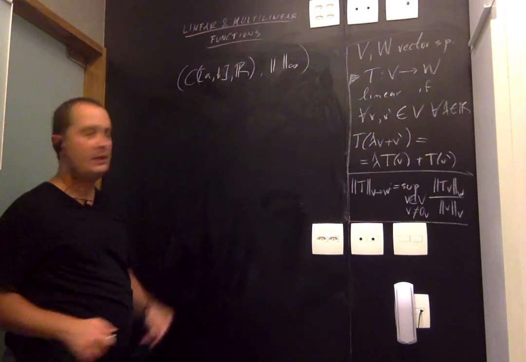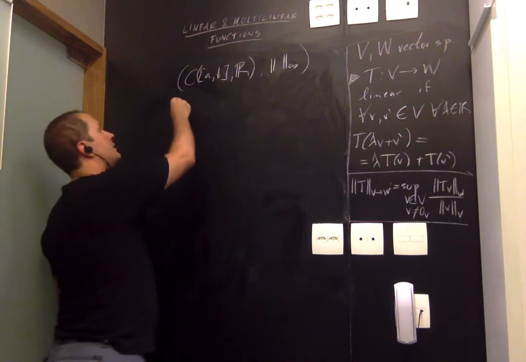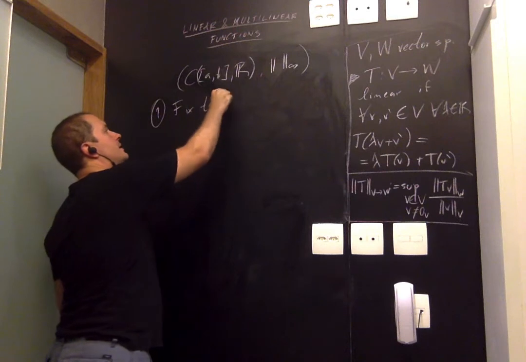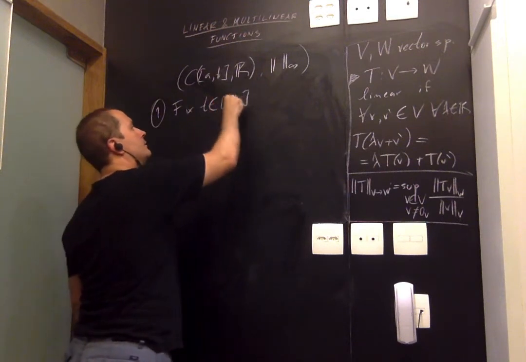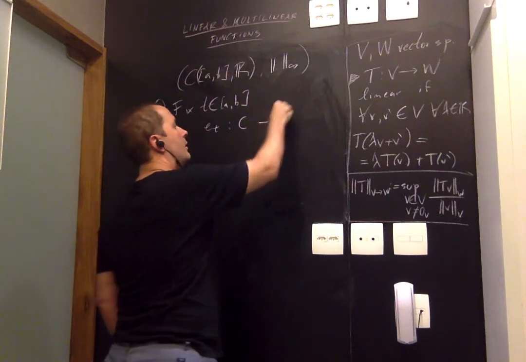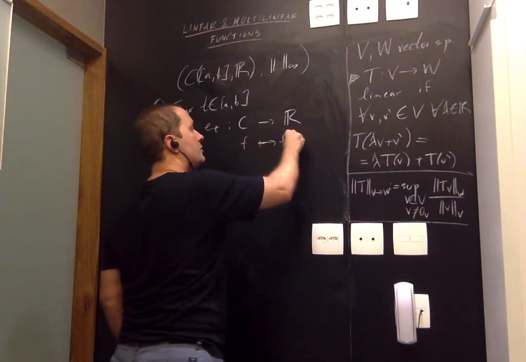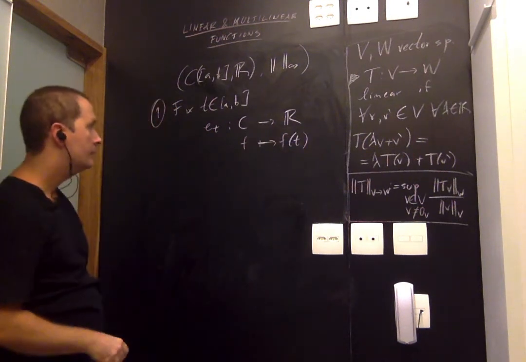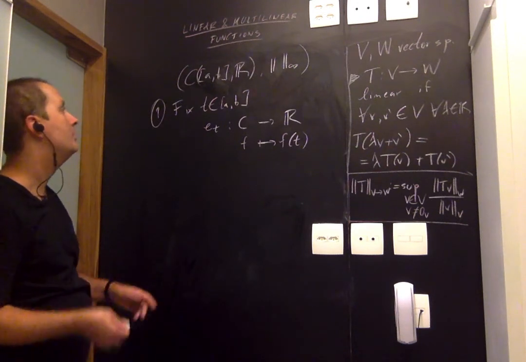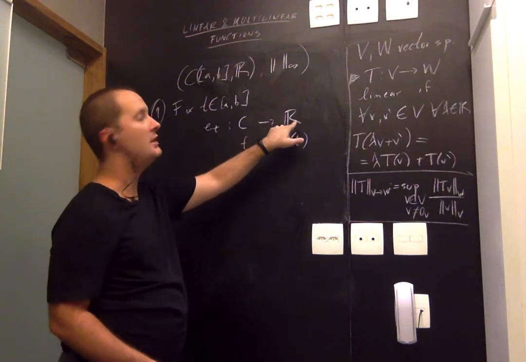Okay, but now let's talk about linear functions here. One of them we have already seen. Example 1: fix a t in the interval [a, b]. We saw these linear functionals from C to R that take a function f and simply compute the value of the function f at point t. So that's a linear functional. What's the difference between a linear functional and a linear transformation? Well, a linear functional is a particular case where W, the target space, is the real line.